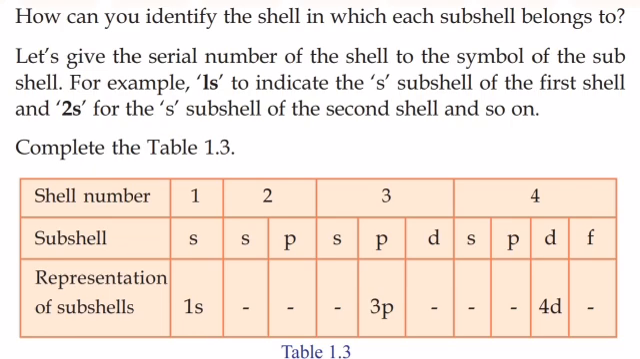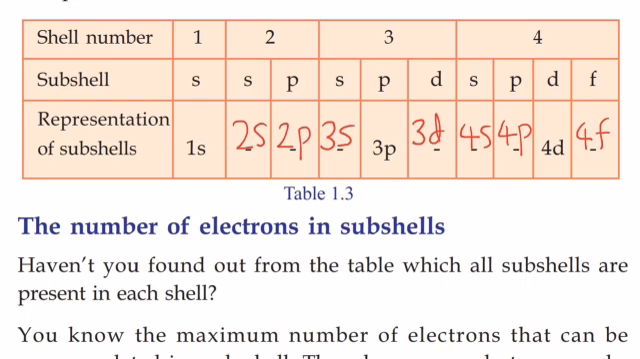Now we can see one table here. Here 4 shells are given, 1, 2, 3 and 4. All the subshells are given like s, p, d and f. So you have to write the representation of subshells. It is given that for the first shell only one subshell, which is s, so we can represent that as 1s. Okay, now we can see that in the second shell, two subshells s and p. So representation of subshells are 2s and 2p. And for third shell, 3s, 3p and 3d. And fourth shell, 4s, 4p, 4d and 4f.